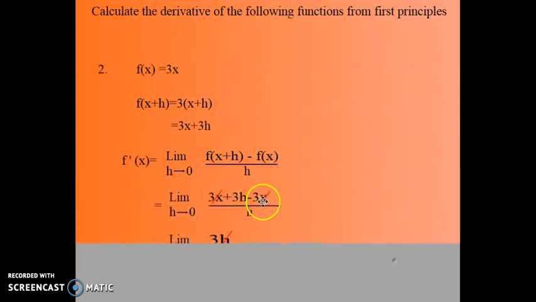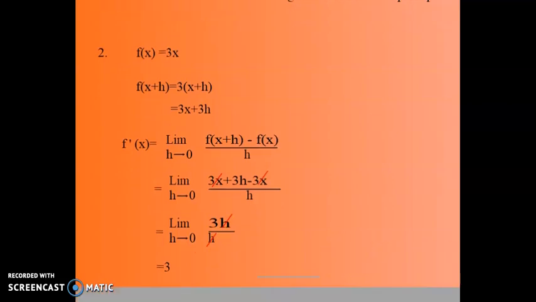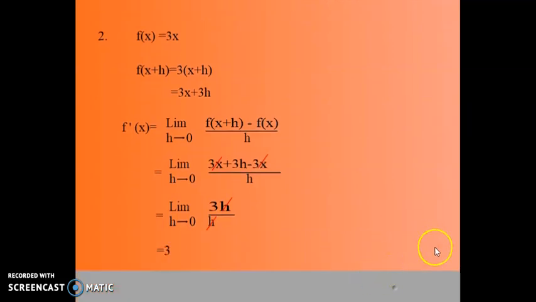Alright? I find that 3x will cancel out 3x. I'm left with 3h over h. H will cancel out h. I'm left with 3. So there's no h to substitute. So my answer is 3.